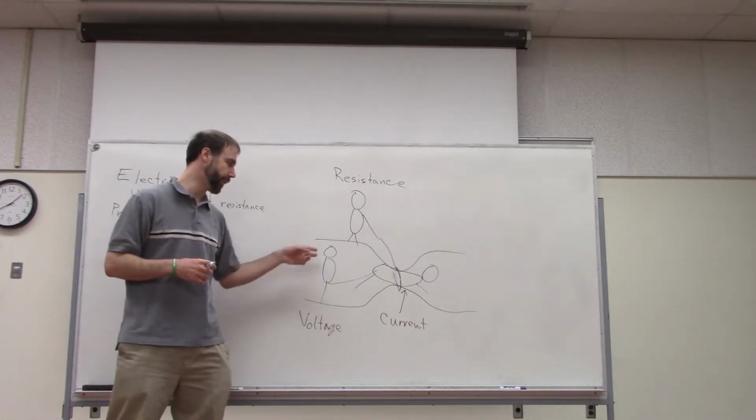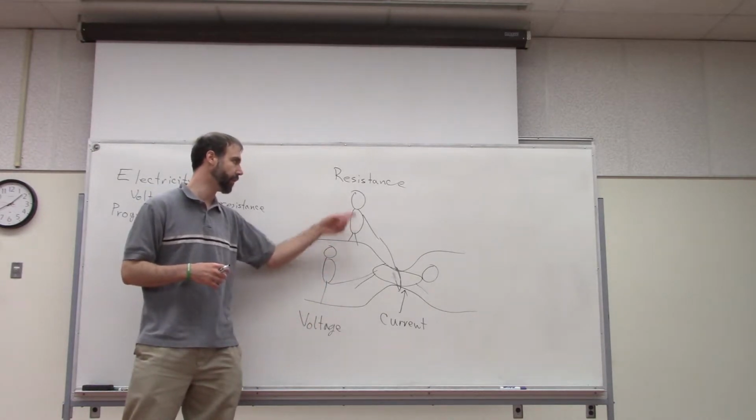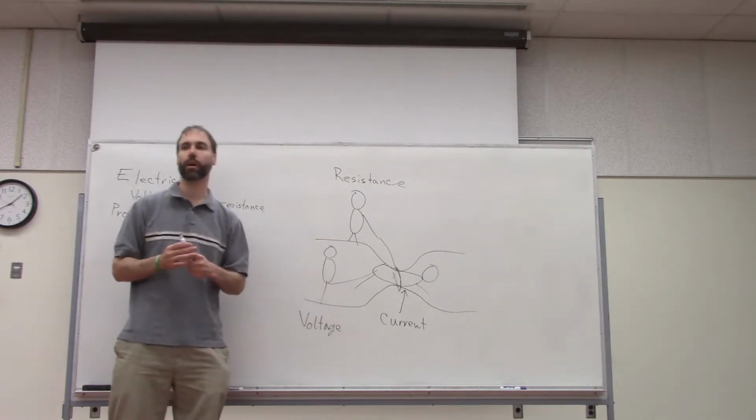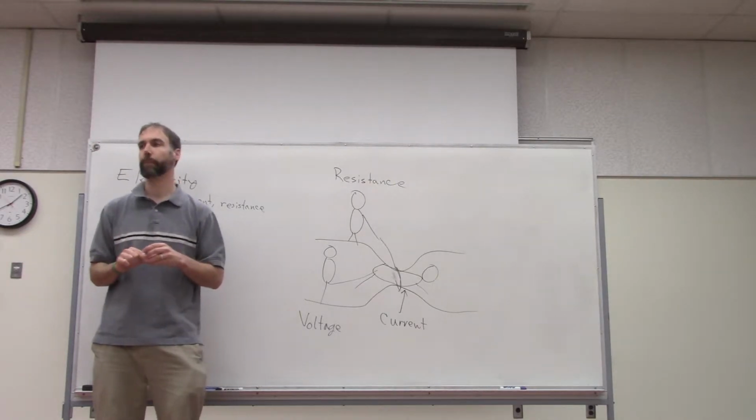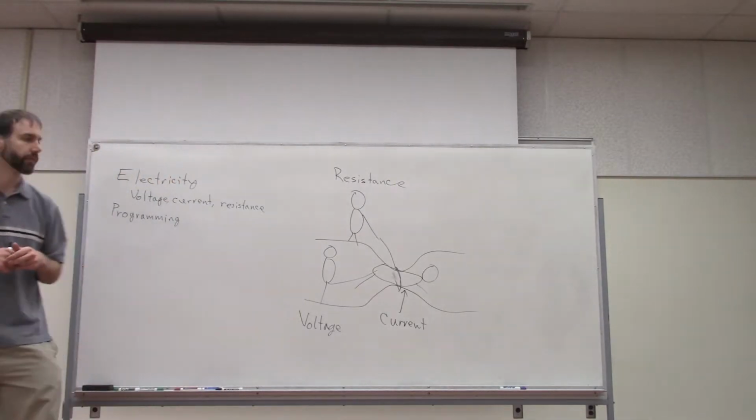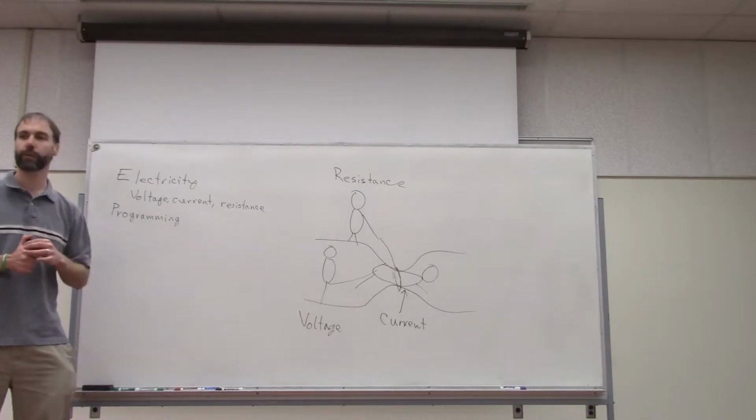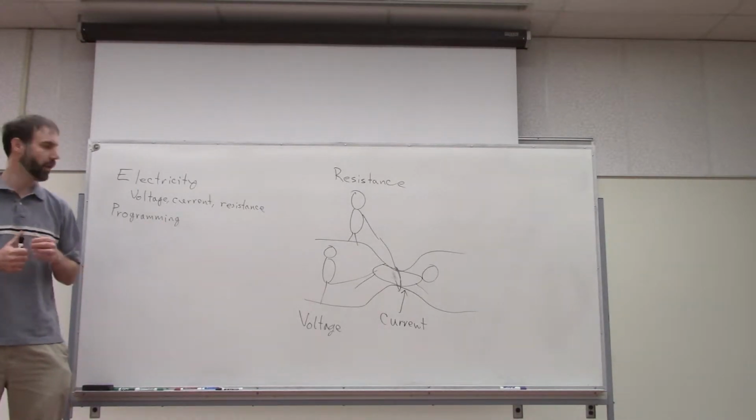The voltage is the thing that's pushing the electrons along, and then the resistance is the thing that's making it hard for the electrons to move from one place to another. Okay? Any questions about that so far? All right.